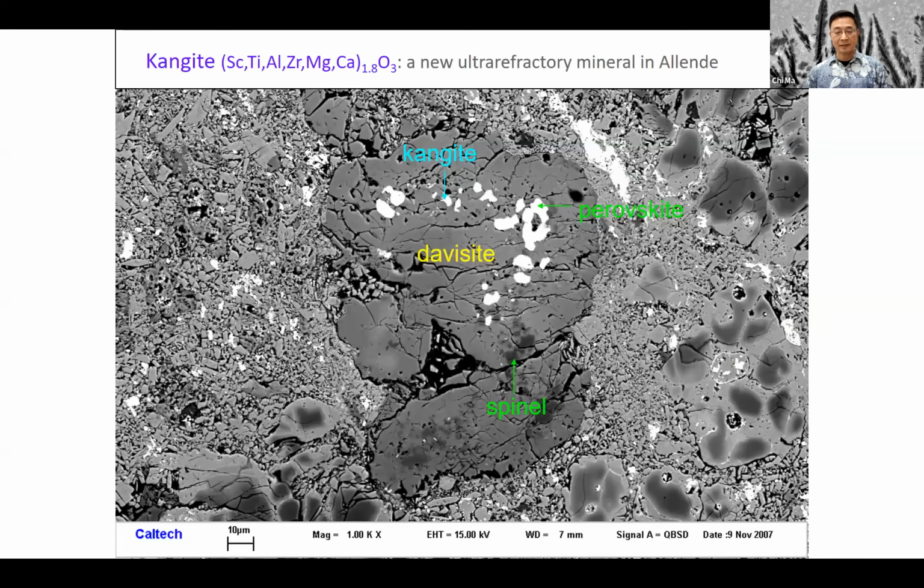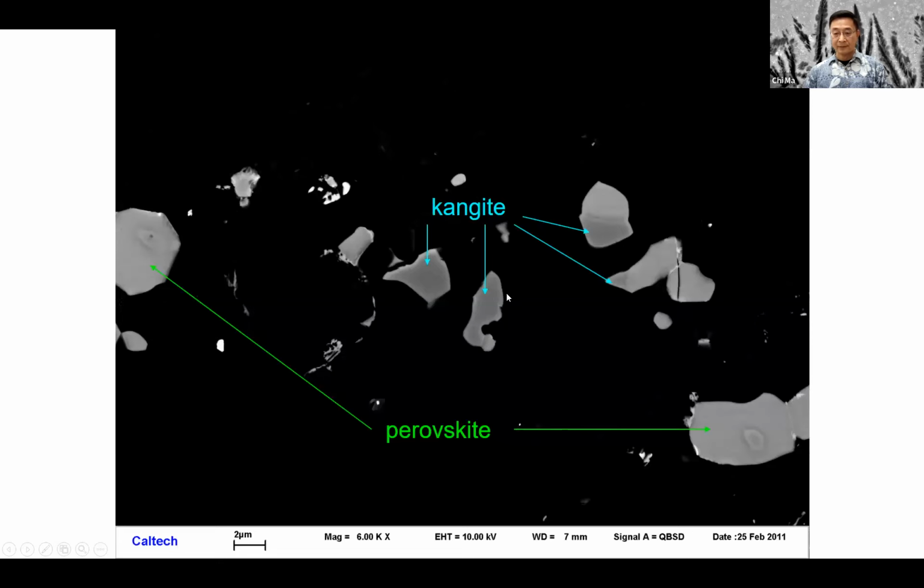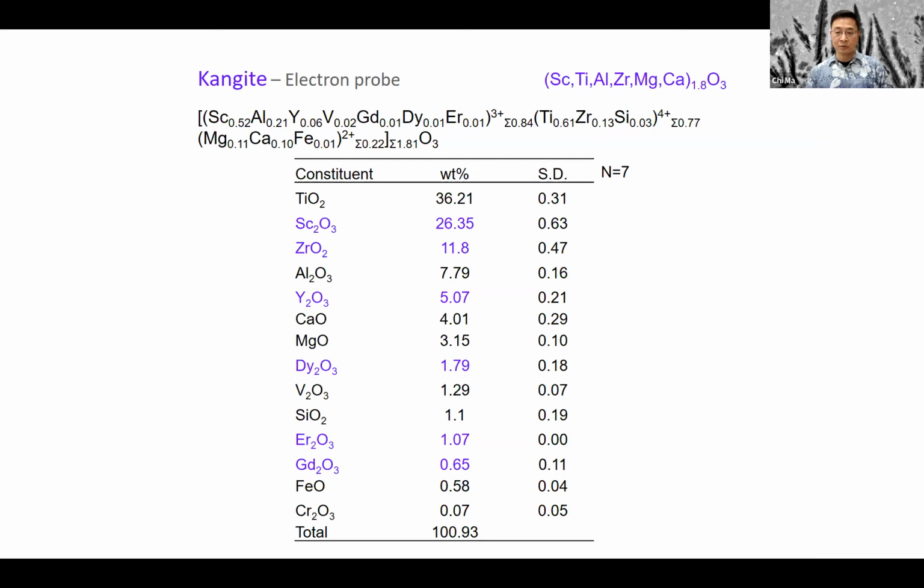Next new mineral, kangite, a special scandium-rich oxide. It actually occurs with type davisite here in this special ultra-refractory inclusion. The 4 grains here are kangite in association with perovskite sitting in davisite. It has this composition. It's very rich in scandium, zirconium, and yttrium, and with a fair amount of rare earth elements above detection limit.